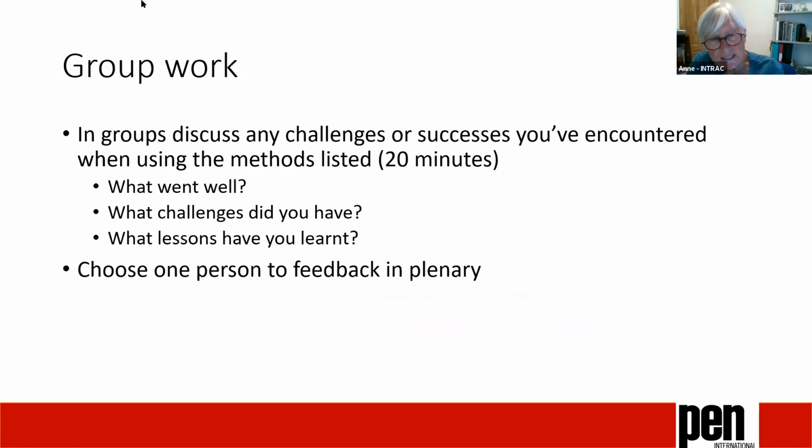What challenges did you find? What challenges did you face when you were using these methods? And important, what lessons have you learned that you could share back to everybody else in the group?